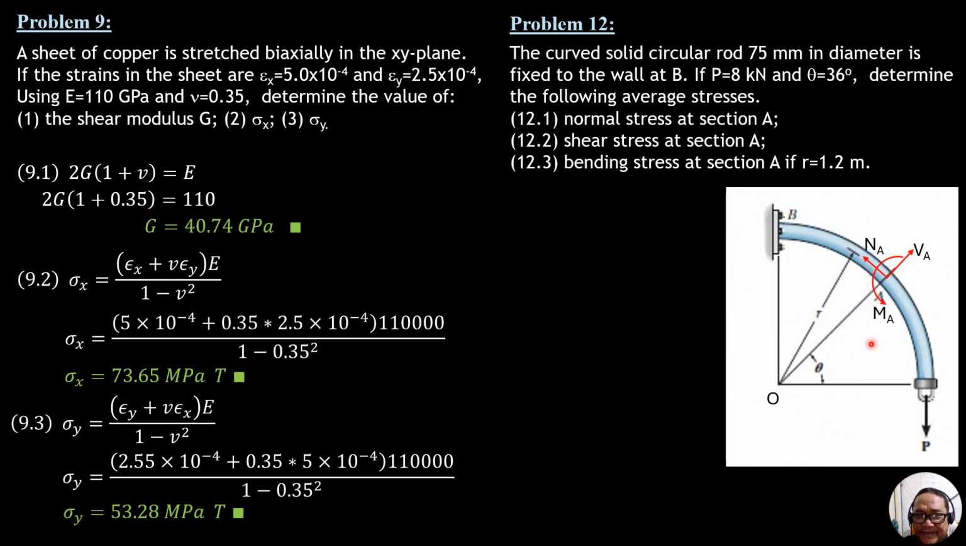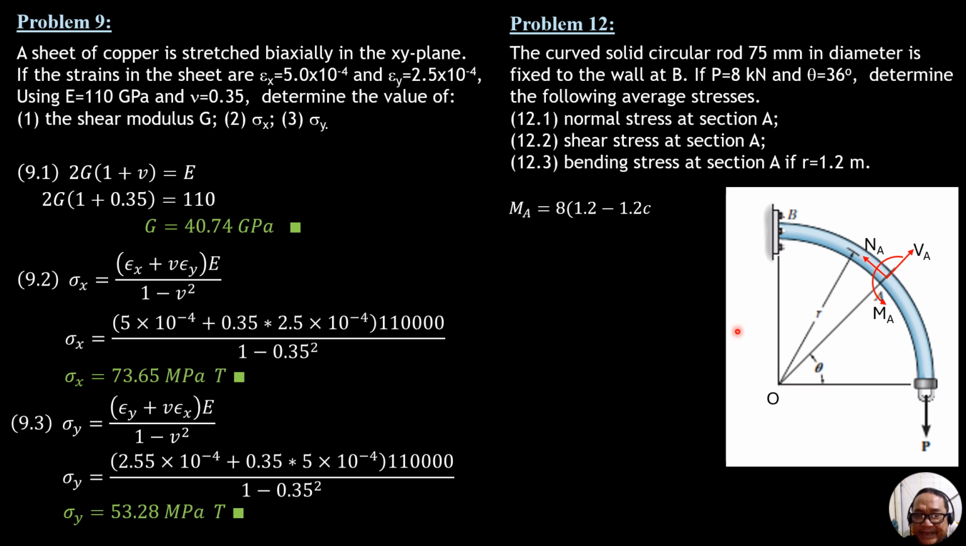So this is the figure, and we have to draw the internal forces at A. So we have NA, it should be up to the left because the load is down to counter it. Then shear is up to the right to counter the downward direction of the load. Then moment is counterclockwise because the moment of this load about this section A is clockwise. So take note that that distance is, this is R, 1.2 cosine of 36 degrees.